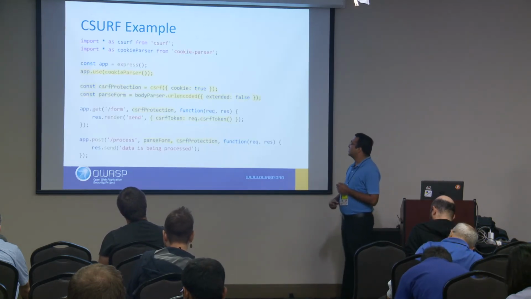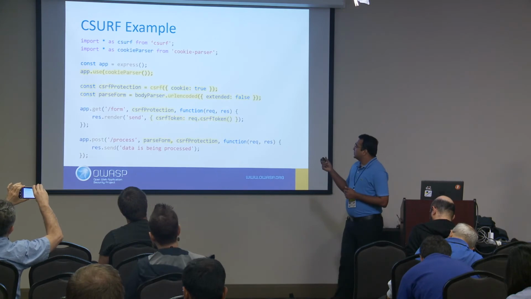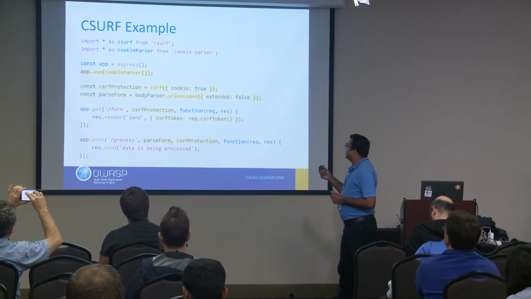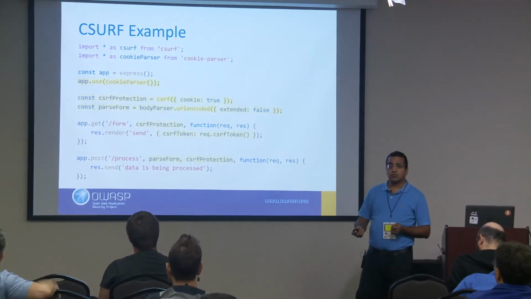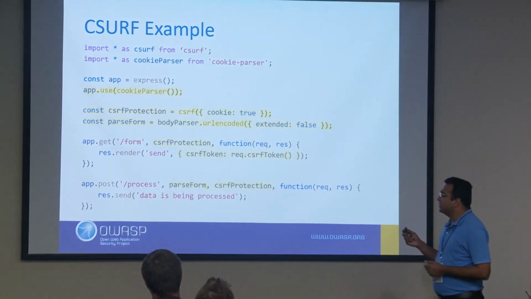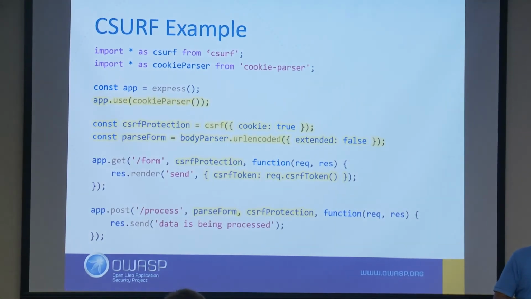Just to show you an example, if you notice here, I'm using a CSRF protection middleware, and I'm telling it to use the cookie option, equal to true. What that means is it should generate the CSRF token and write that in a cookie.